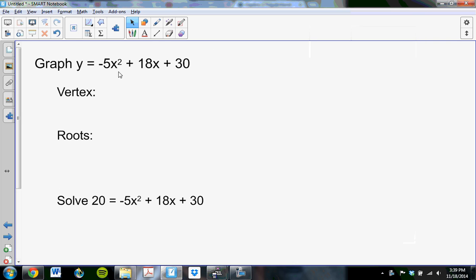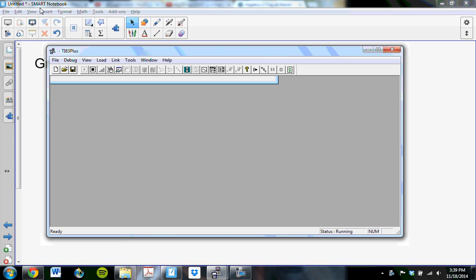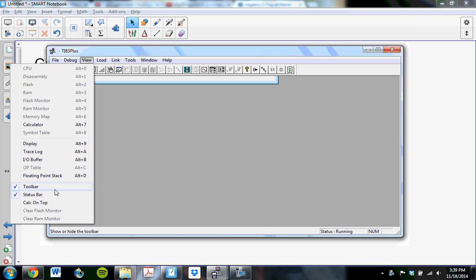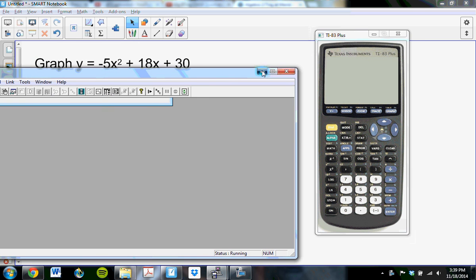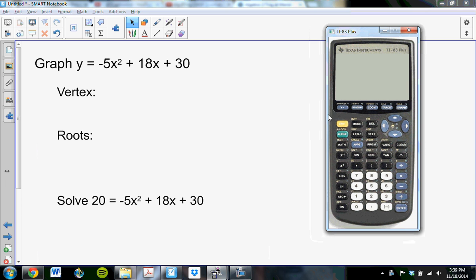We'll start with graphing. I made a pretty dirty problem. It's not going to come out super clean and pretty, just so that I can kind of show us how to do everything. I'm going to graph the equation y equals negative 5x squared plus 18x plus 30. When I graph this, it's not going to show me the vertex. I can actually see these roots pretty well.